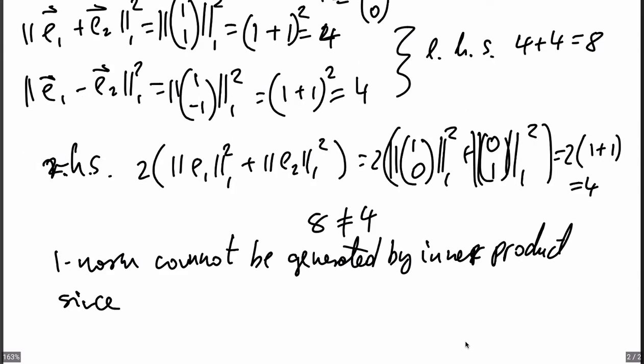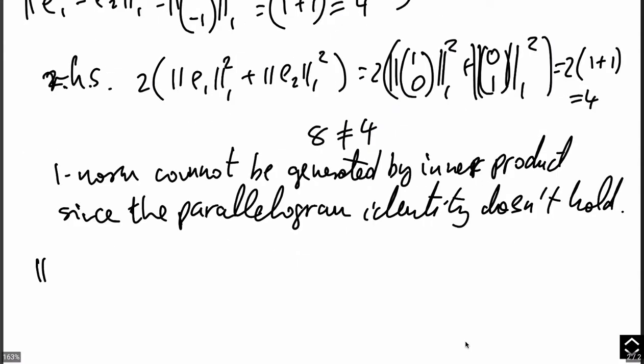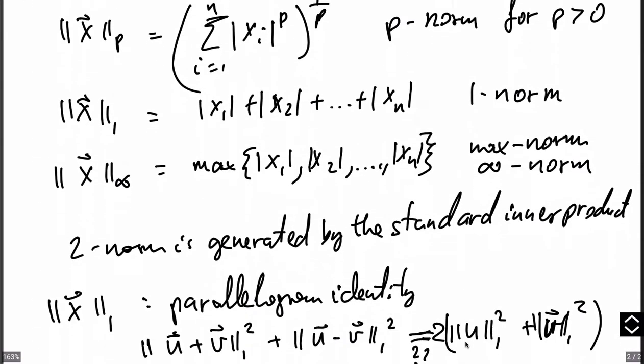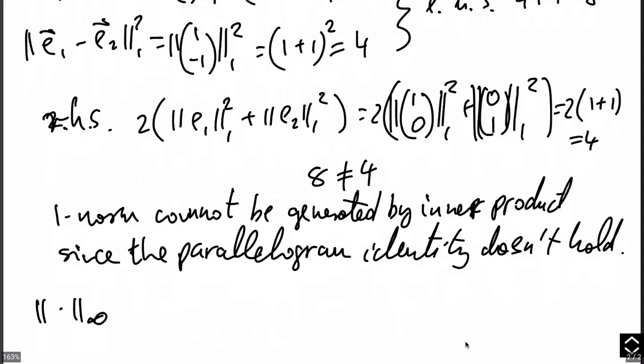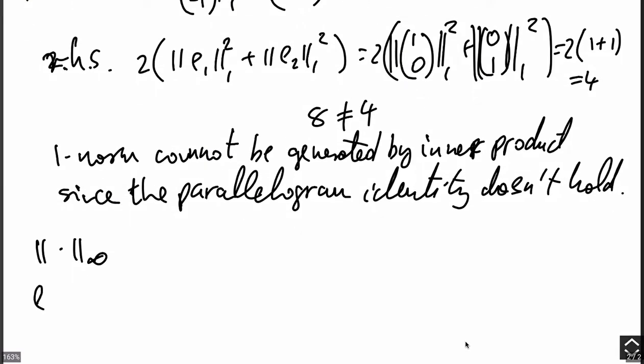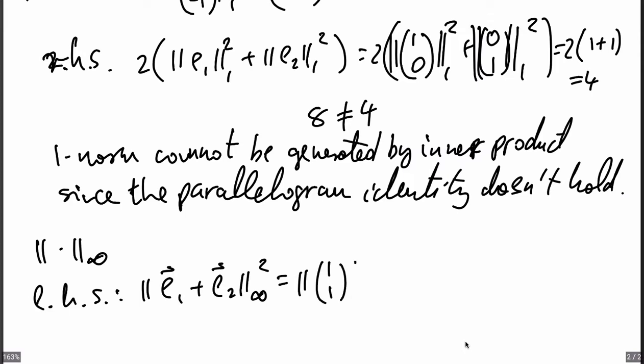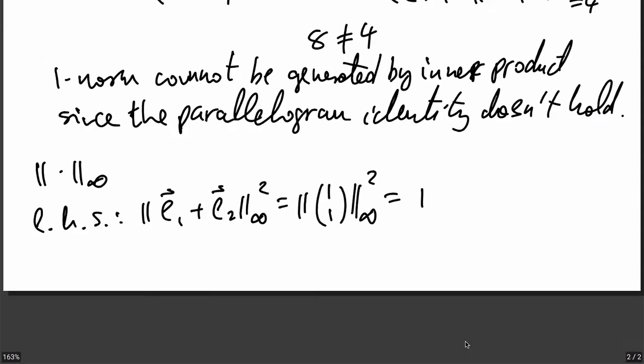Since the parallelogram identity doesn't hold for the infinity norm, which is the maximum, we take the maximum of the absolute values. So we can check again the left-hand side of the parallelogram identity with the standard unit vectors. So this is 1, 1. For the infinity norm, we have to take the absolute value and the maximum of it. So this is just 1, because it's the maximum of 1 and 1.